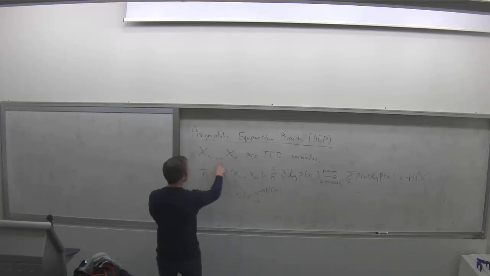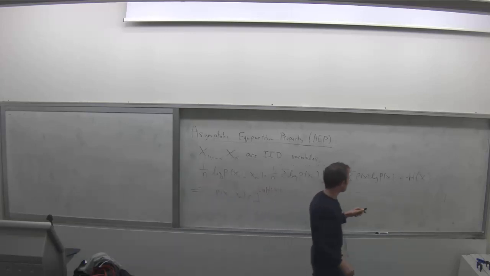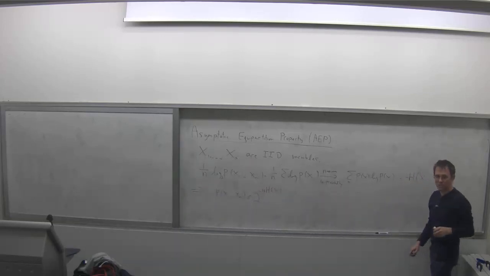So we looked at this thing, which is a random variable, the probability of x1 to xn. We just normalized it a bit. And then we observe that as n goes to infinity, this thing with high probability will have this value here: minus entropy.